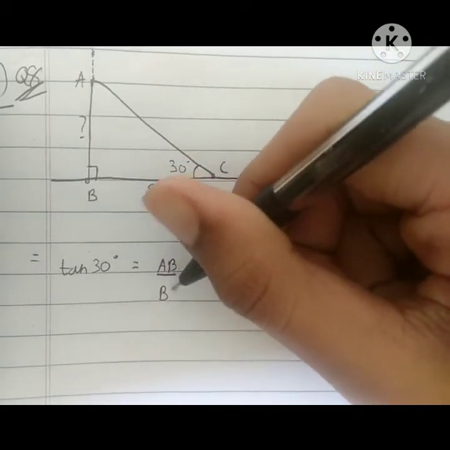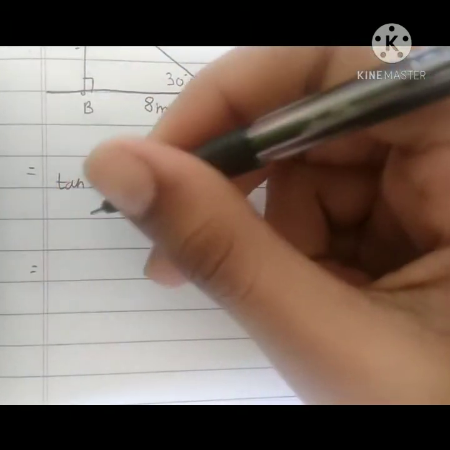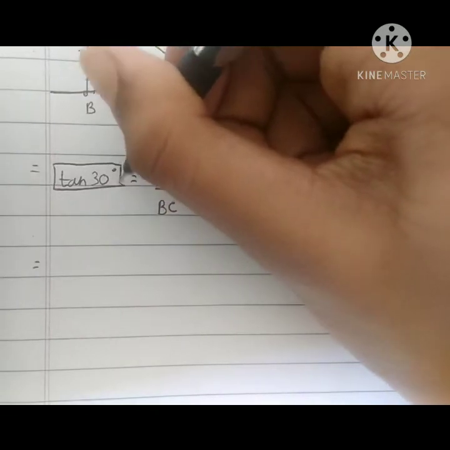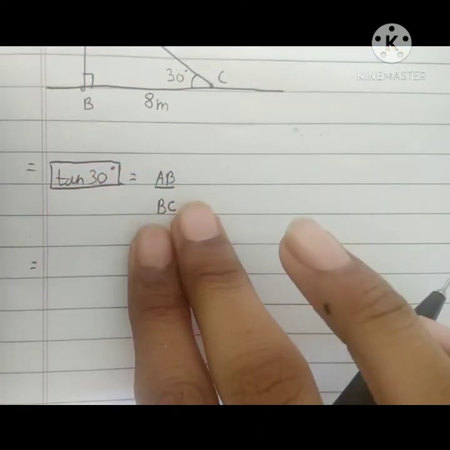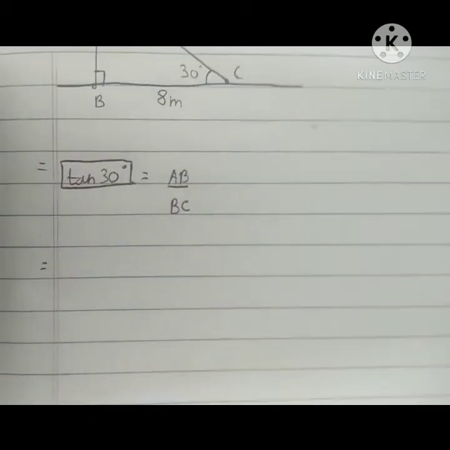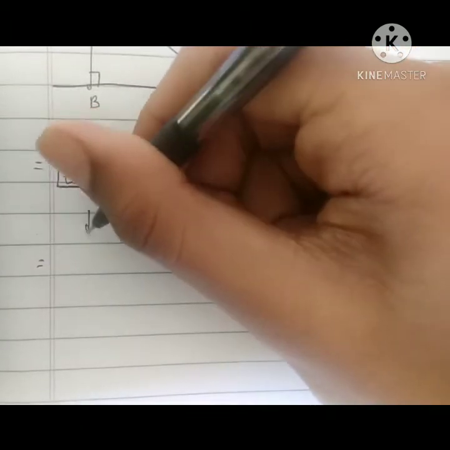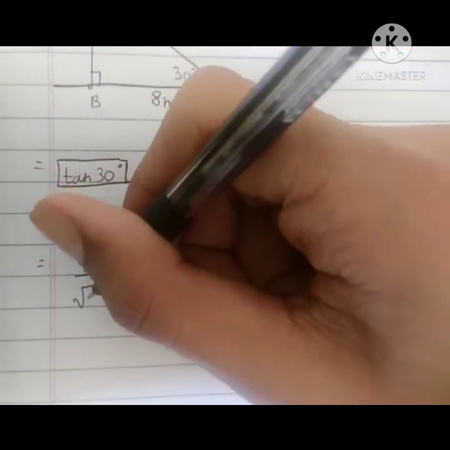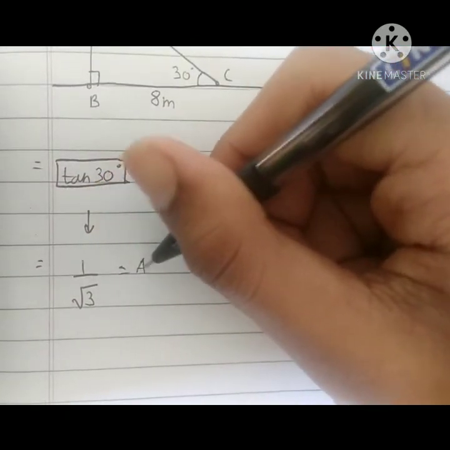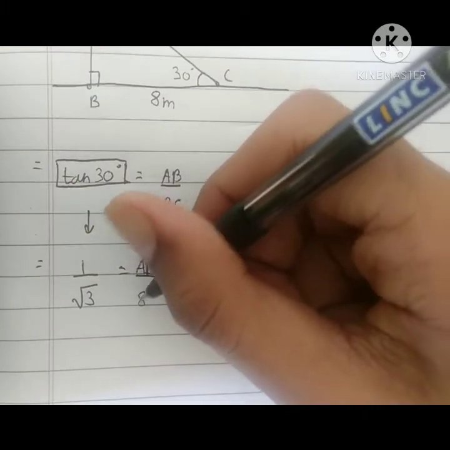Now let's see what value we know from this. We know that tan 30 is a trigonometric ratio, so it has a specific value. Tan 0 degree, tan 30, tan 45, tan 60, tan 90, they all have specific values. So tan 30 has a value of 1 by root 3. So you have to remember the values. AB we don't know, we have to find AB. BC is given to be 8.